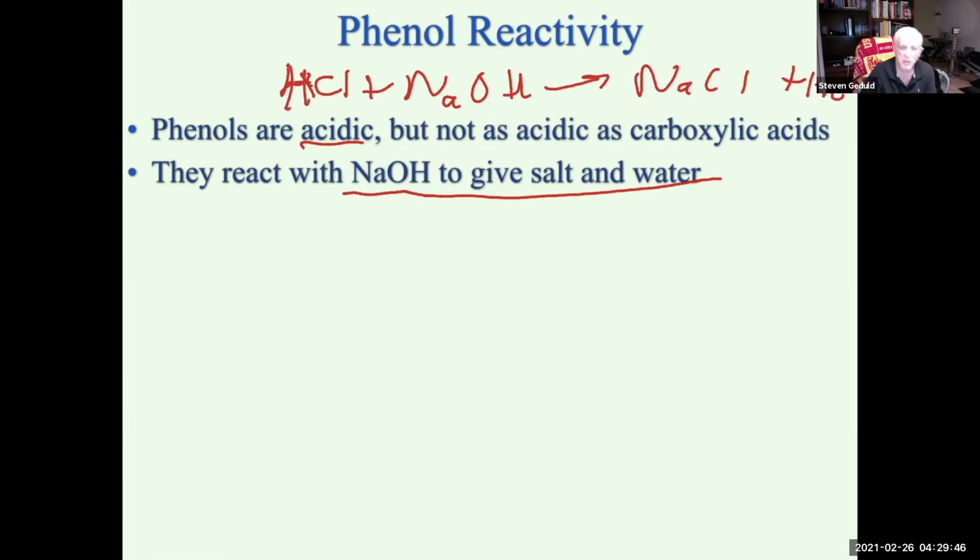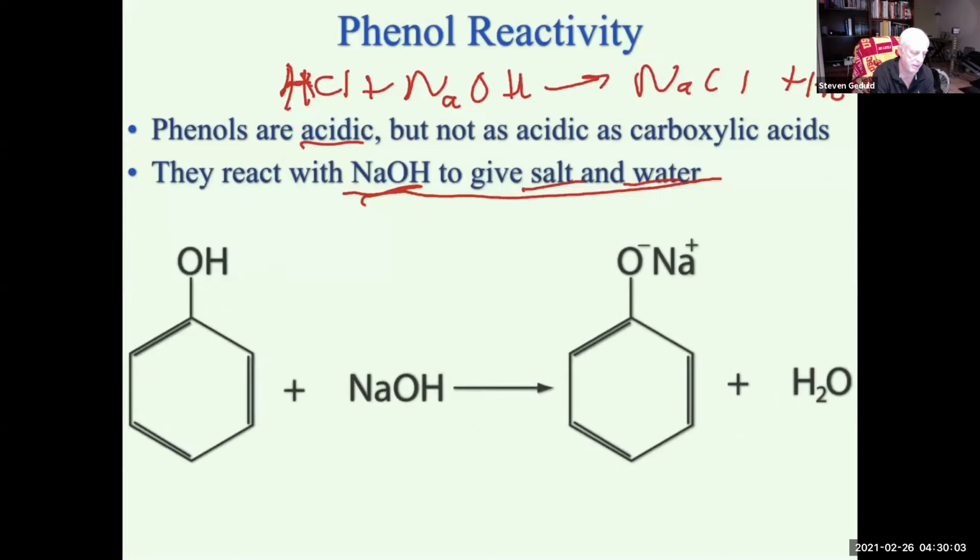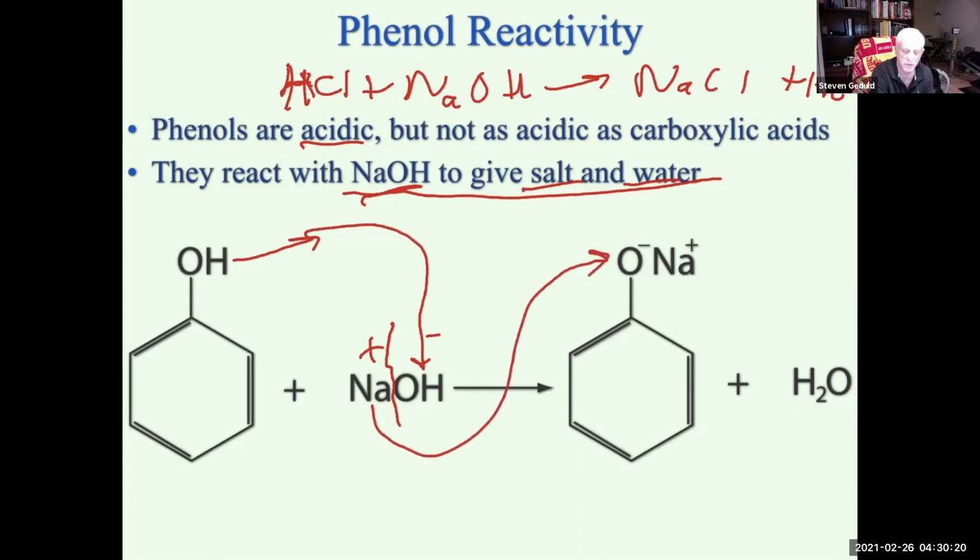Okay, so when you react an acid and a base, it's called a neutralization reaction because it produces table salt, sodium chloride, and water. So when any acid reacts with NaOH, it gives salt and water. It neutralizes it. Okay, so here's your phenol, and this is NaOH. Remember, it's Na plus, OH minus. This H is going to be kicked off because it's an acid, and it's going to form water with the OH, and the Na plus is going to be with the phenol. So you get your conjugate base form here with the Na plus, and you get water. You get your salt and water.